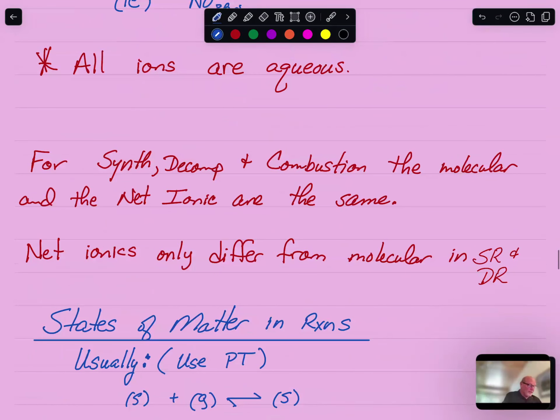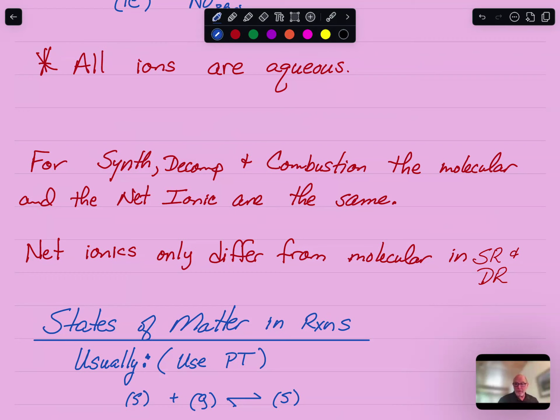So for synthesis, decomp, and combustion, for those three, the molecular equation and the net ionic equation are the same. We just have to look at what are the states of matter that we're dealing with. The net ionics really have a larger effect in single replacement and double replacement. And we're going to go through examples of each one of these.